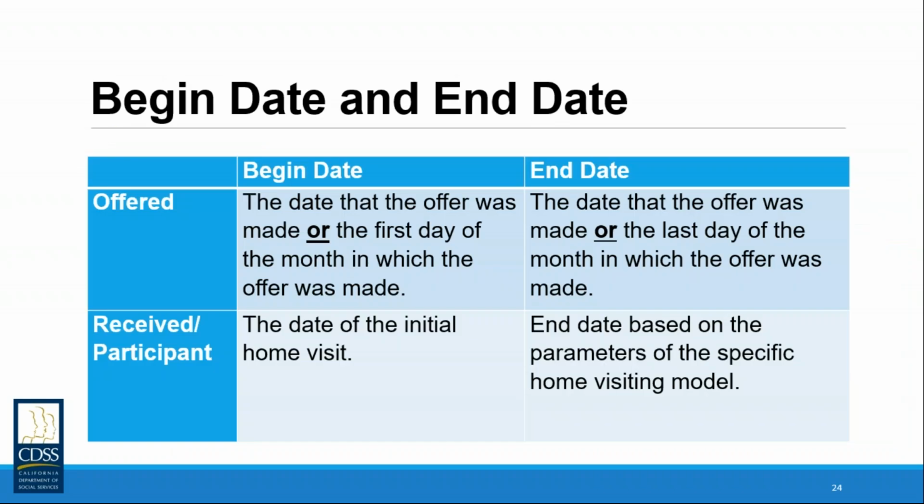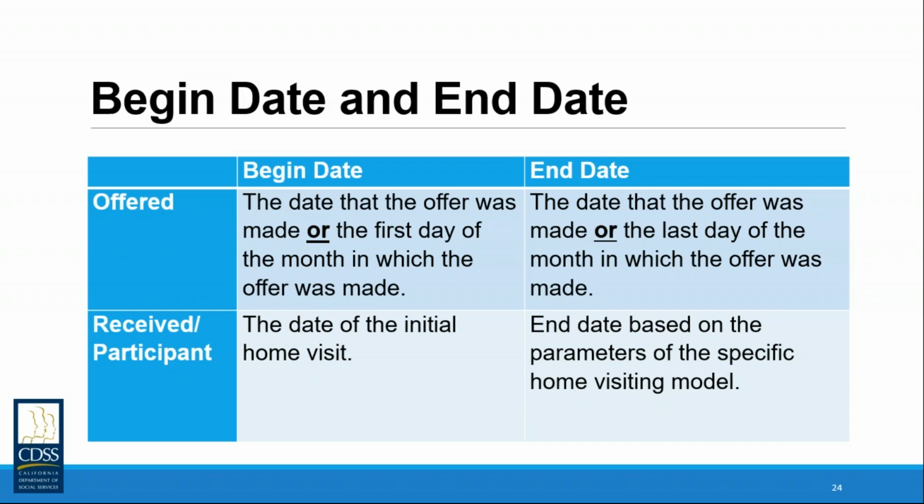So we've sprinkled mention of the begin and end dates for the case flag special indicators throughout the presentation, but we've consolidated all of that here for easy reference. For the offered flag, the begin date is the date that the county worker makes the offer to the individual or the first day of the month that the offer was made. The end date is the date that the offer was made or the last day of the month in which the offer was made.